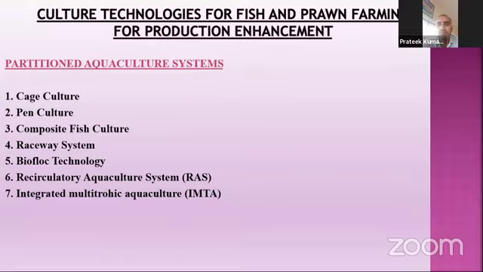Culture technologies for fish and plant farming for production enhancement. So we can see here the aquaculture system. Cage culture means, according to its name, based on the cage design. Pen culture is also related, like river turning points, and composite fish culture is also included.